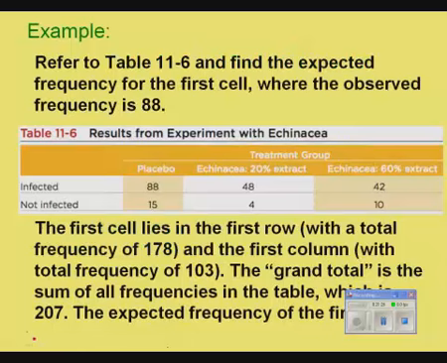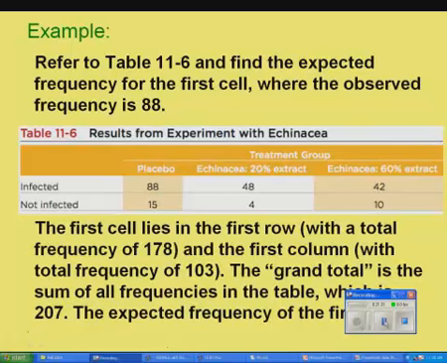What are we doing here in this example? Table 11.6. Let's see if I can find a page number for you. So, anyways, you can see there's the result from the experiment for this disease, where we want to see how this treatment works. Okay? So you can either use 20% extract or 60% extract.